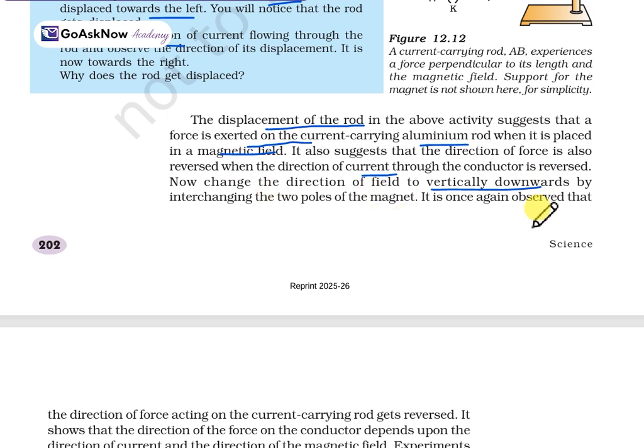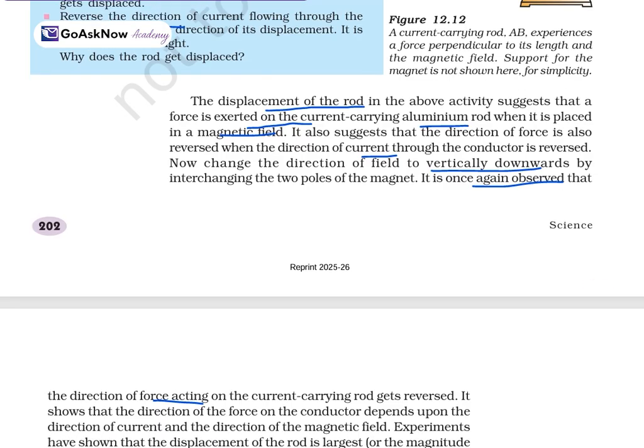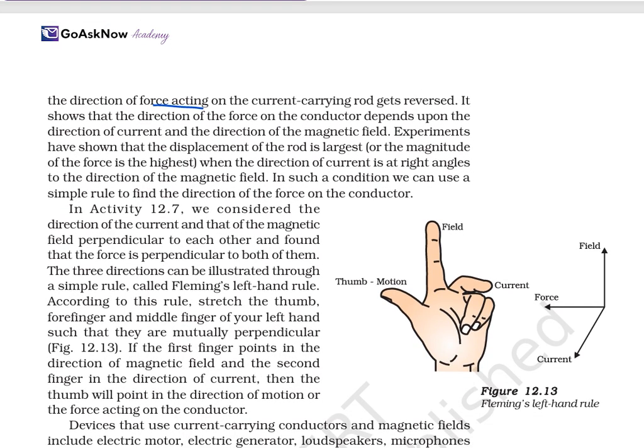When we change it, you will observe that the direction of the force acting on the current carrying rod gets reversed. It shows that the direction of the force on the conductor depends upon the direction of the current and the direction of the magnetic field. Experiments have shown that the displacement of the rod is largest when the direction of the current is at right angles to the magnetic field.